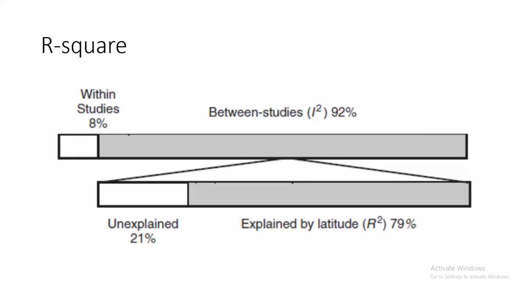So if this chart comes out and the software says yes, latitude is explaining 79% of your between study variance, what is the conclusion? What will I write as an interpretation? Latitude is an effective moderator to explain the relationship between attitude and intention, because it could explain 79% of the variance from the total 92%. This is my interpretation of a moderator.